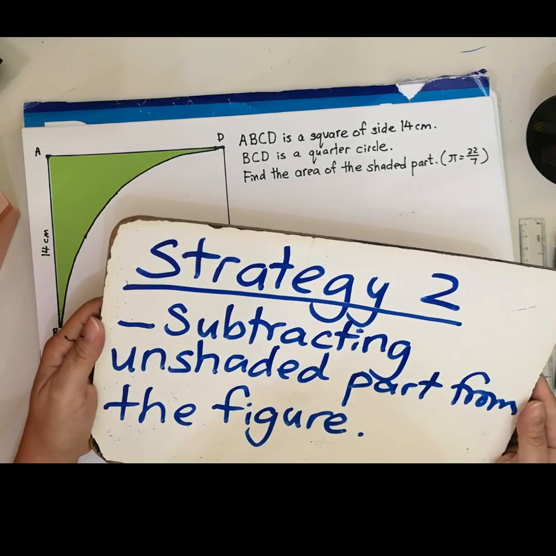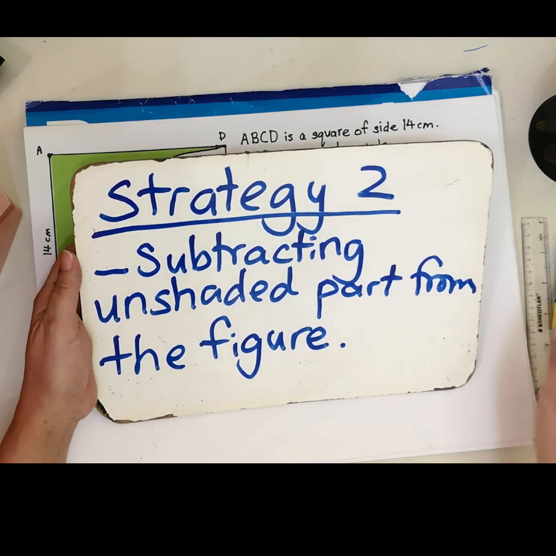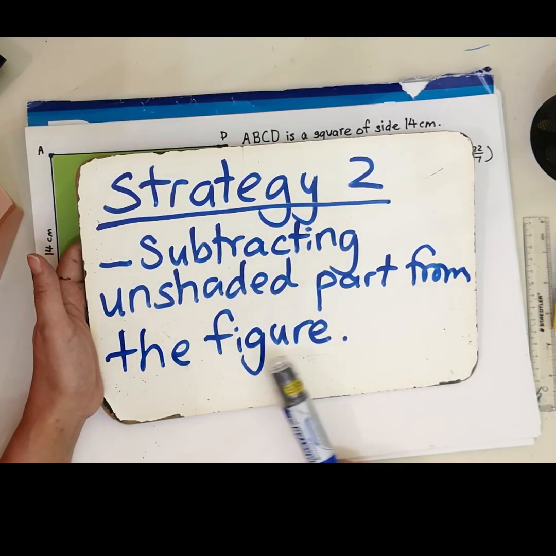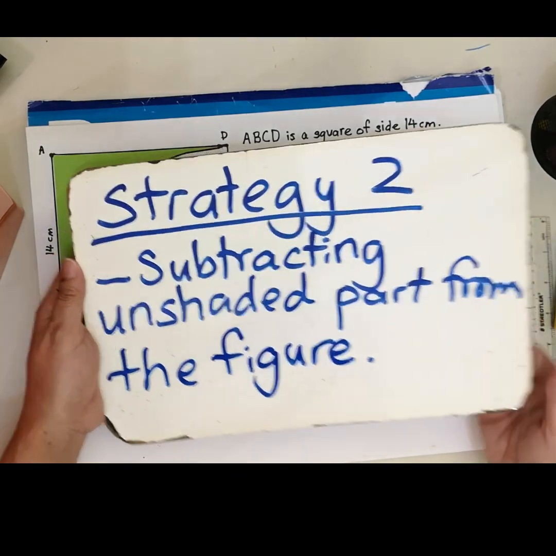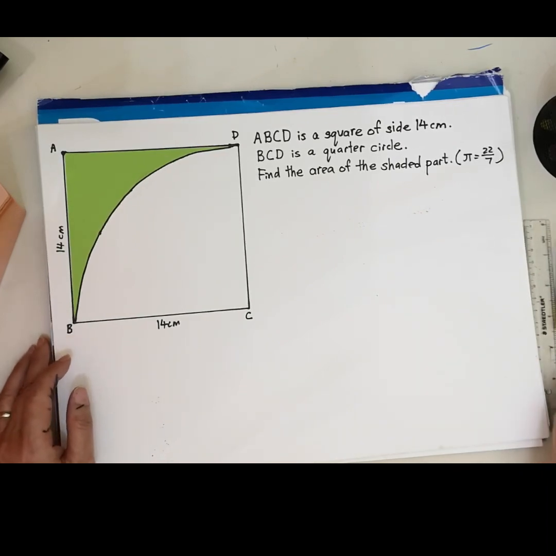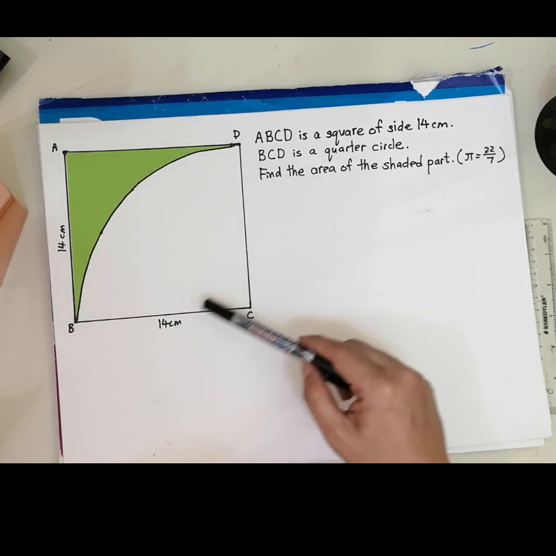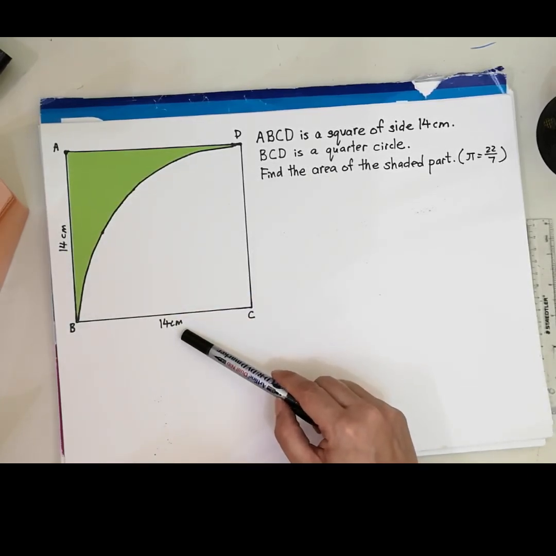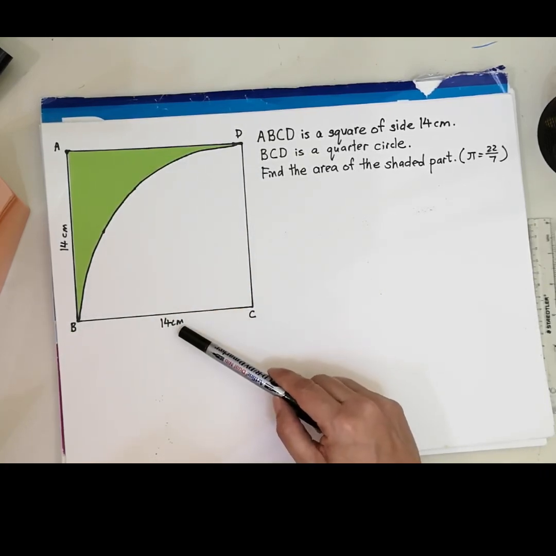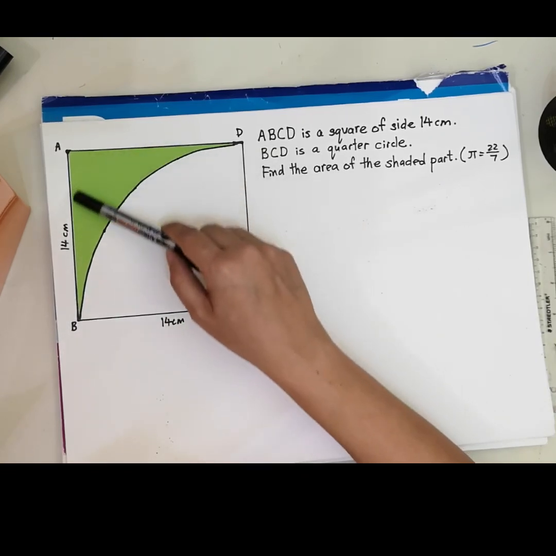Okay, the next strategy that we are going to learn to find the shaded area in a composite figure is by subtracting the unshaded part from the figure. Let us look at the example here. In this example, we have ABCD, which is a square of side 14 cm. BCD is a quarter circle with a radius of 14 cm. And we are supposed to find the area of this shaded part here.